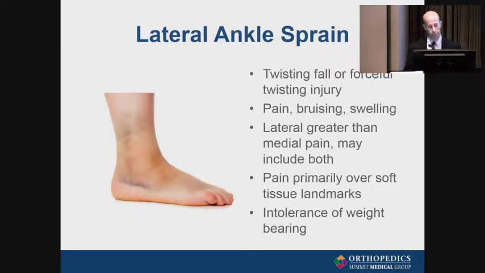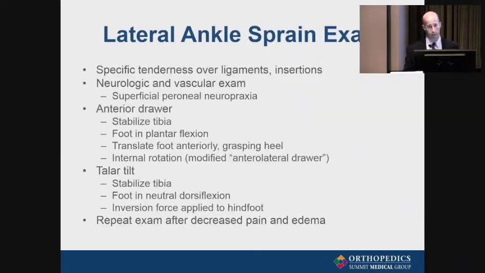Typical ankle sprain pictures will always include things like lateral swelling and bruising, loss of the lateral skin wrinkles. Typically there's a history of a forceful twist or a fall. Pain should be primarily over soft tissue landmarks, not necessarily over bony landmarks, but these can blend, and there can be a combination of bony and soft tissue injuries as well, which we'll see later. Intolerance of weight bearing may happen early, and typically in mild ankle sprains it clears fairly quickly, but in more severe ankle sprains, intolerance of weight bearing can last several days.